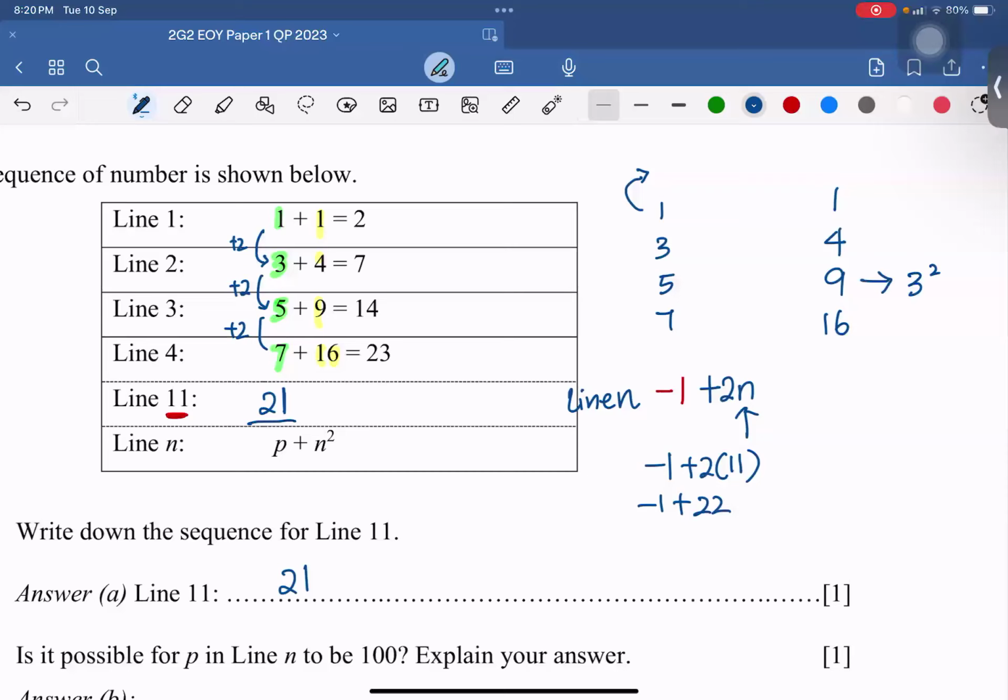Correct, 3 square. Then what about 4? 2 square. Then 16? 4 square. Then this one will be? 5 square. 1 square. So 1 square.